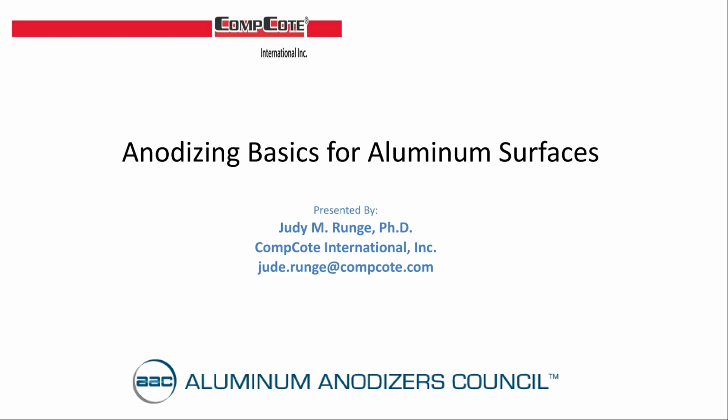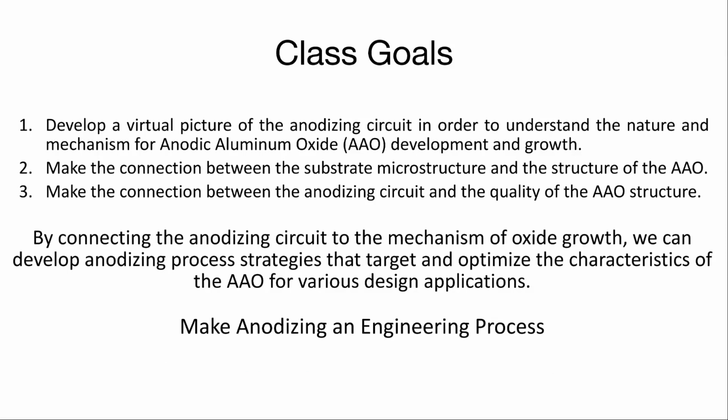Okay. Well, thanks, Jeff, and thanks, Scott. It's a great, beautiful morning here in California, and I'm here to talk to you about anodizing basics for aluminum surfaces. Our class goals are threefold. The first is to develop a virtual picture of the anodizing circuit in order to understand the nature and mechanism for anodic oxidation, specifically for oxide development and growth. The second is to make the connection between substrate microstructure and the structure of the AAO. And thirdly, to make the connection between the anodizing circuit and the quality of the oxide structure.